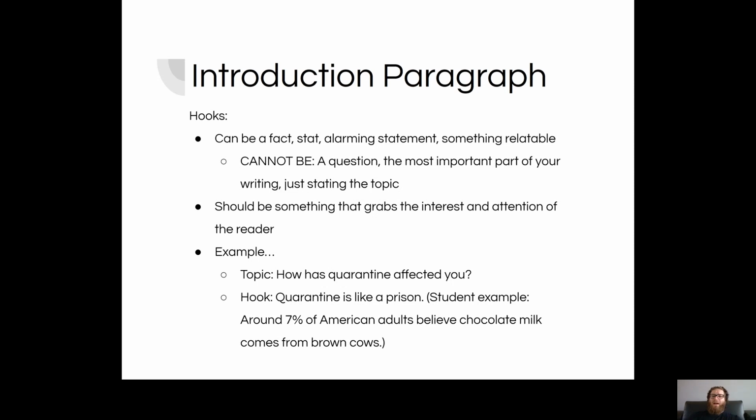Hooks can be a fact, a stat, some sort of an alarming statement, like something that catches you off guard, or something that's super relatable. It cannot, in my class, ever be a question. It cannot include the most important part of your writing, and it can't just state the topic. So if the topic is to inform us about how to read an old-fashioned hand clock, then your hook can't be, "Today I will tell you how to read an old-fashioned hand clock." That's not grabbing anyone's attention. It should absolutely be something that gives the reader an interest in your essay.